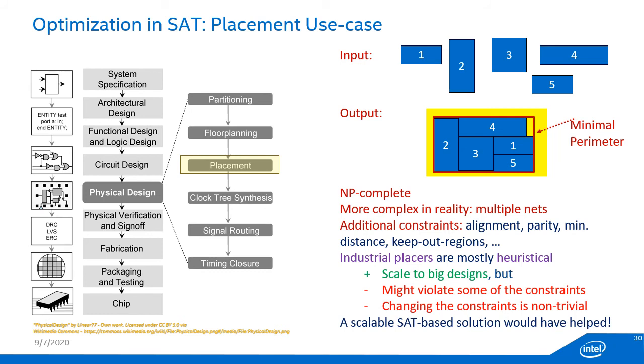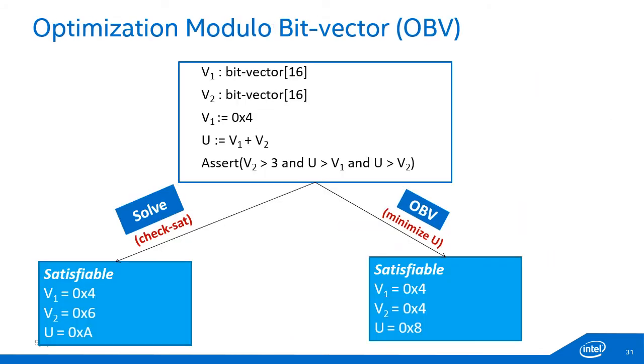So a scalable SAT-based solution would have been really helpful. But it's really, really challenging to design one which works fast enough, which is efficient enough. Let me quickly remind you what optimization modular bit vector is about.